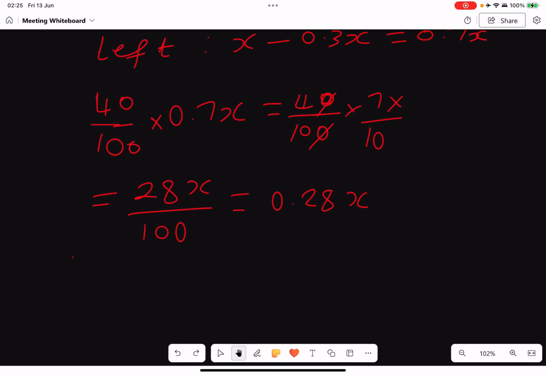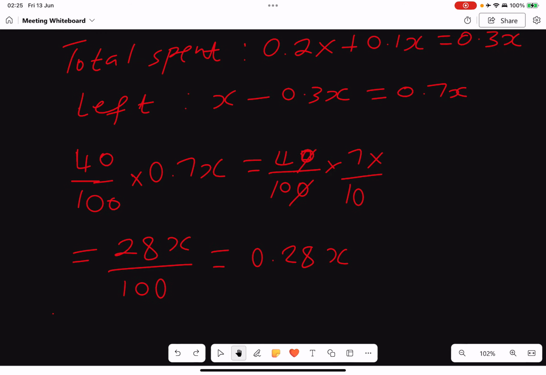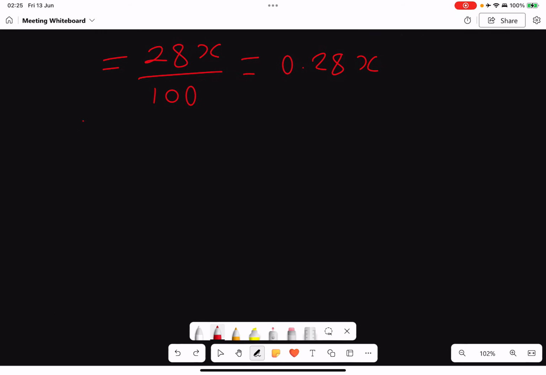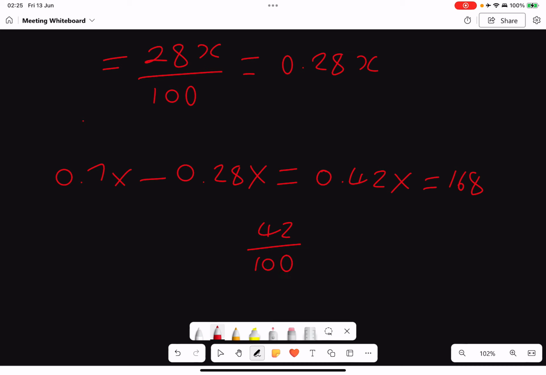So now after spending this, we have to subtract it from the 0.7x, which is the money she had before she spent the 40%. So let's take the 40% out. That gives us 0.42x. And this is the money she's remaining with. And we were told that the leftover amount is 168 rands, right? So 0.42 can be written as 42 over 100. Then we have x here, which equals 168.